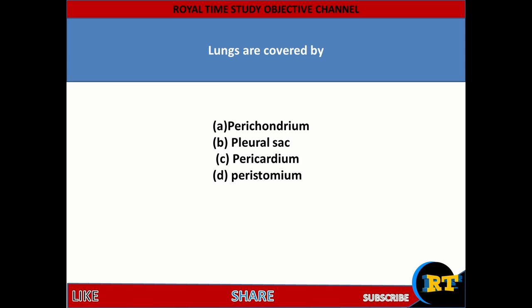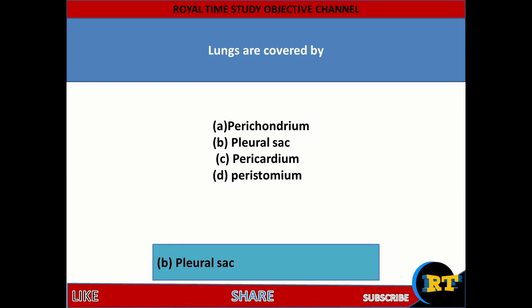Lungs are covered by option number A, perichondrium. Option number B, pleural sac. Option C, perichondrium. Option number D, periosteum. And the correct answer is option number B, pleural sac. Now let's move to the very next question.